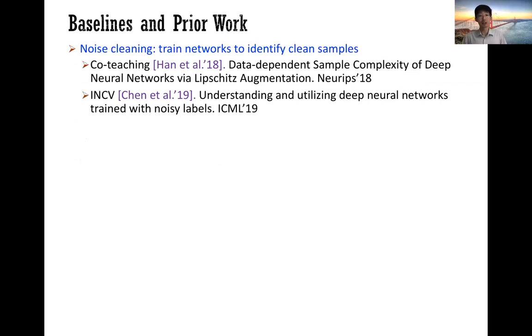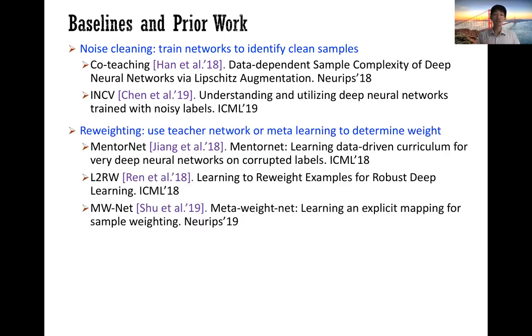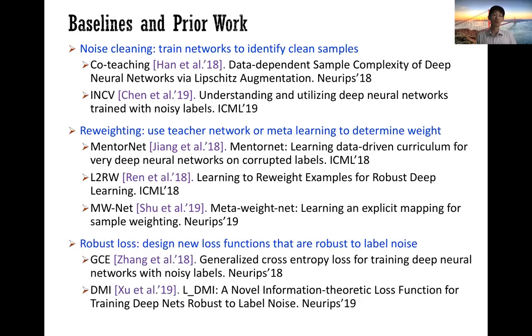Some of the baselines, let me introduce them. We compare with 3 types of algorithms. The first type is the so-called noise cleaning type of algorithms. What they do is that they train networks to identify clean examples and then focus more on the clean examples. This includes co-teaching and INCV. The second type is reweighting, which means that you use a teacher network or meta-learning to determine the weights in front of the losses. And the third type is the so-called robust loss type of algorithms, where people design new loss functions that are more robust to label noise.